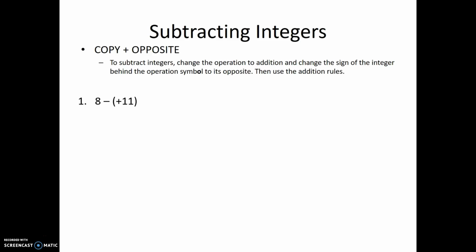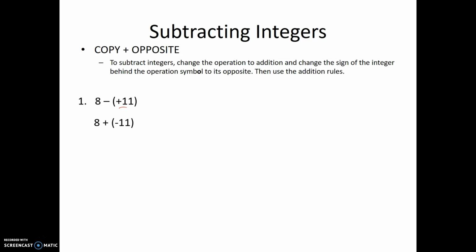We have 8 minus 11. So we're going to copy the first integer, change the subtraction sign to an addition sign, and then write the opposite of the second integer. So now we have 8 plus negative 11. And then we apply our rule.